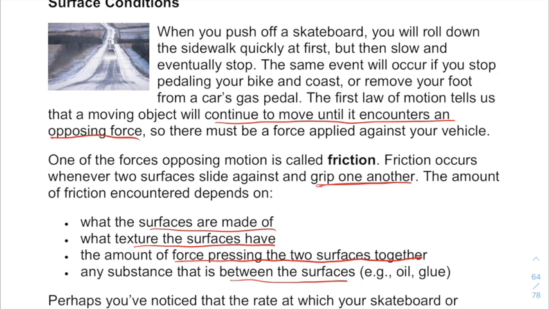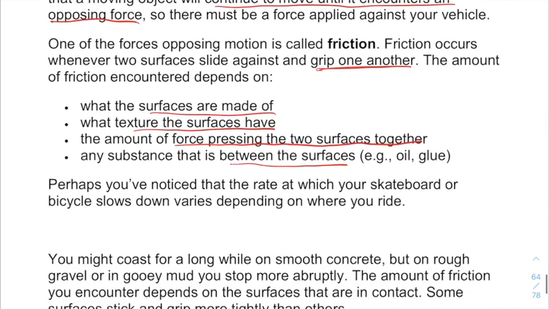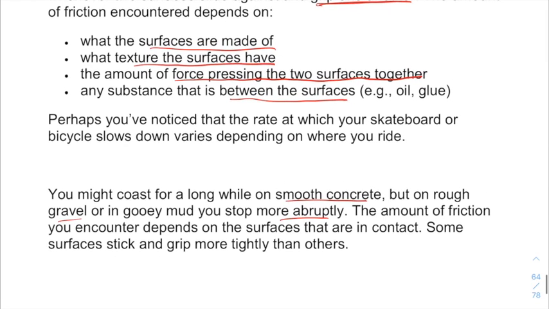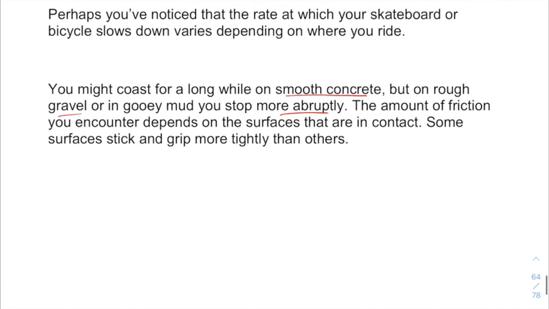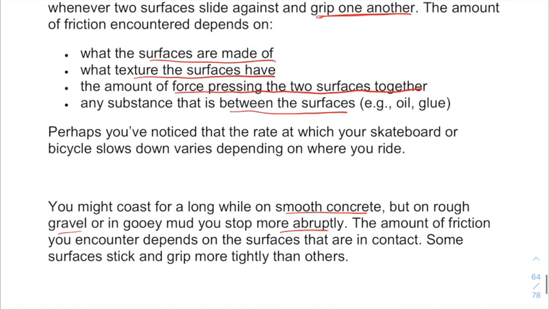So perhaps you've noticed that the rate at which your skateboard or bicycle slows down varies depending on where you ride. You might coast for a long while on smooth concrete, but on rough gravel or on gooey mud you stop more abruptly. The amount of friction you encounter depends on the surface that you are in contact with. Some surfaces stick and grip more tightly than others. And so this is an important concept because we have these four factors.